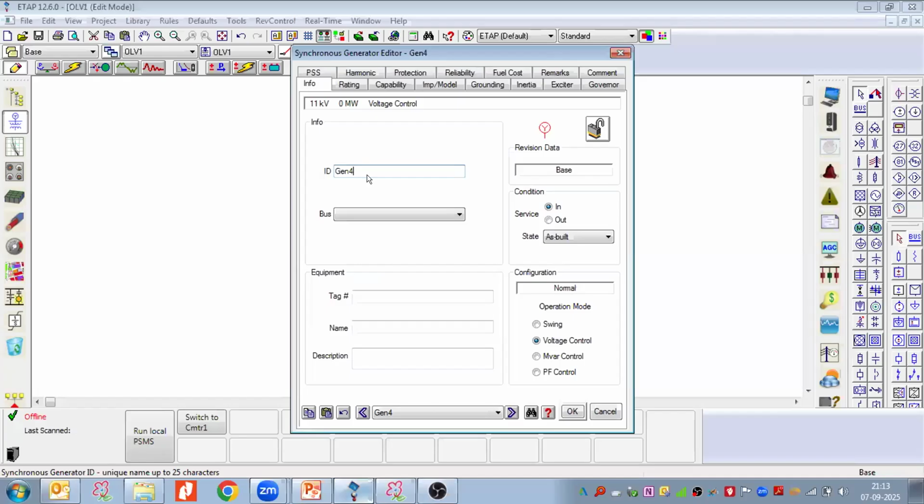So ID, we can put any ID here. Bus tag, name, description, status in configurations, voltage control, and then click. Then my info page is completed. Then go to the next rating page.